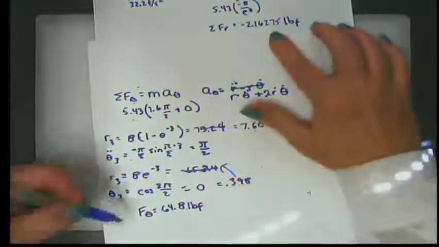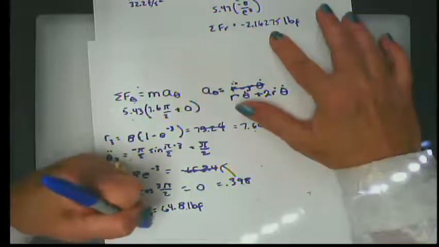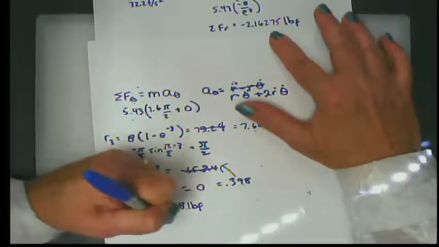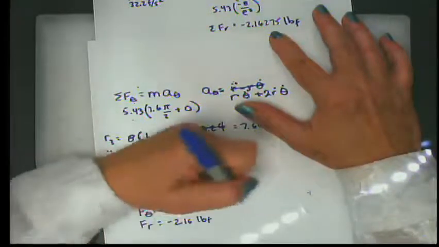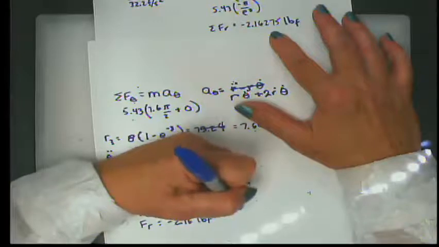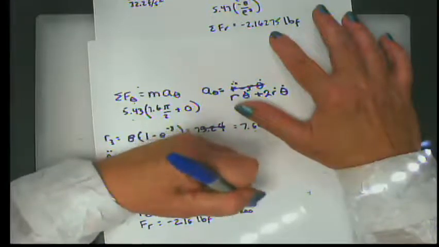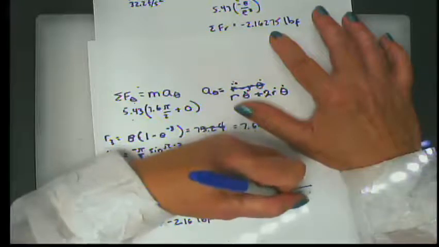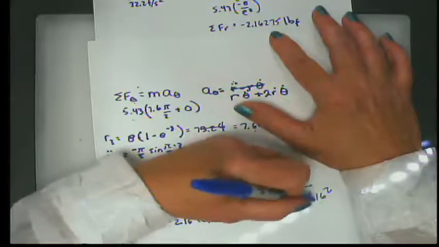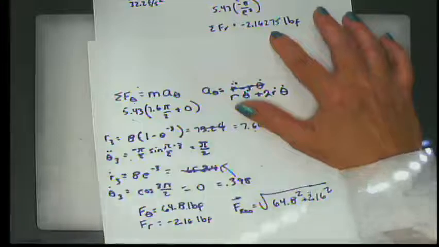Now those are my components, right? So I know that this is this. I also know that they are mutually perpendicular. So if I wish to find the force in the resultant direction, I could do 64.8 squared plus 2.16 squared. It's a negative, but it doesn't matter when you square things.